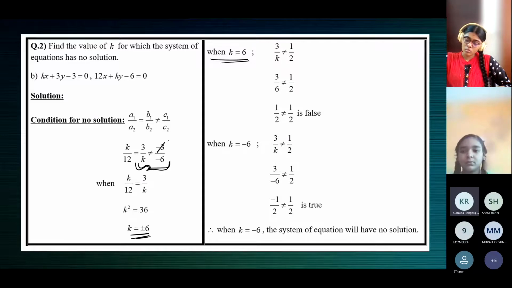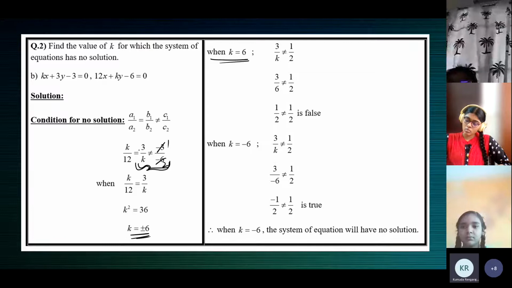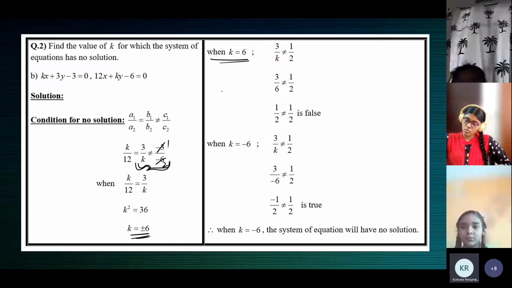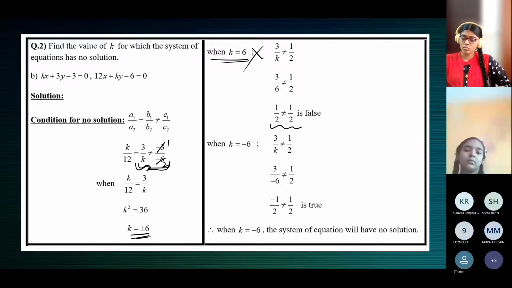Now how do we get 1 by 2? See, this is 1 by 2. 3 by k should not be equal to 1 by 2. But when you take k as 6, 3 by k is 1 by 2 only. 3 by 6 is 1 by 2 only. So this becomes false. If it is false, you cannot go with that value. It should be true, only then you can go with that value. So when k is minus 6, 3 by minus 6 is minus half. So minus half is not equal to half. This is true. So when k is minus 6, the system of equations will have no solution.